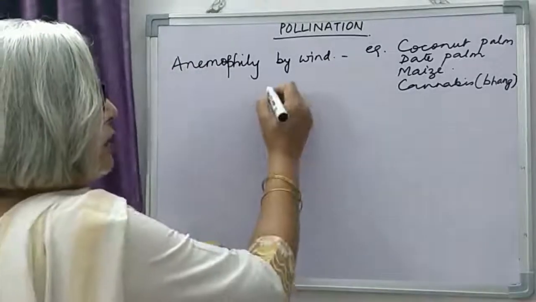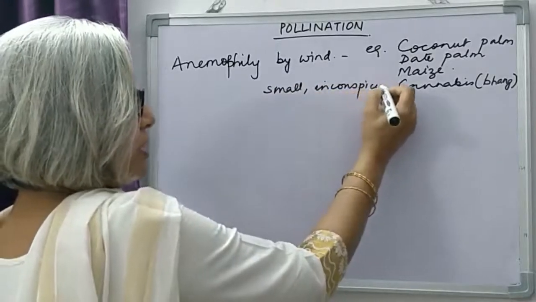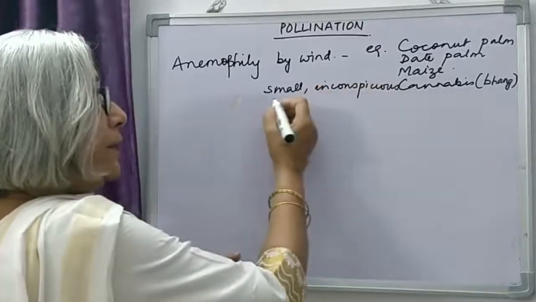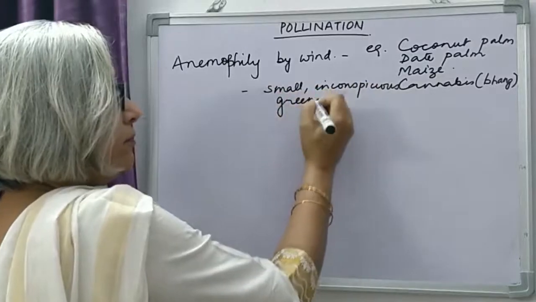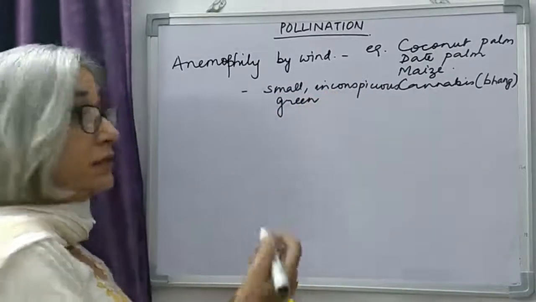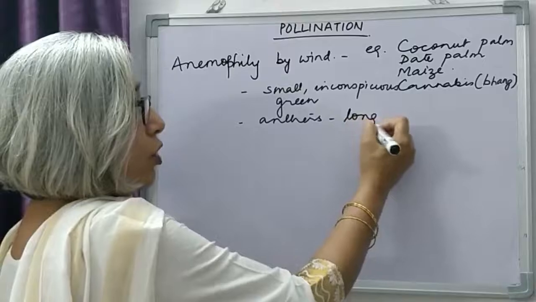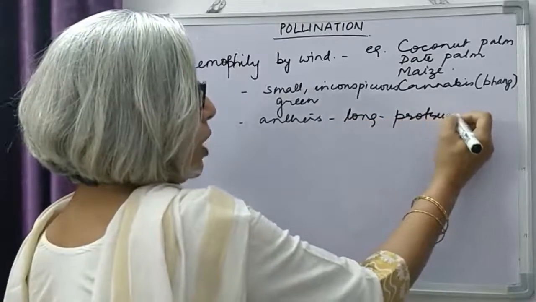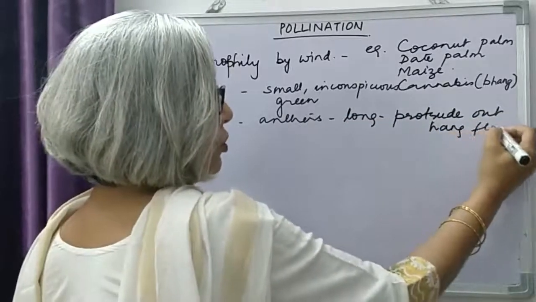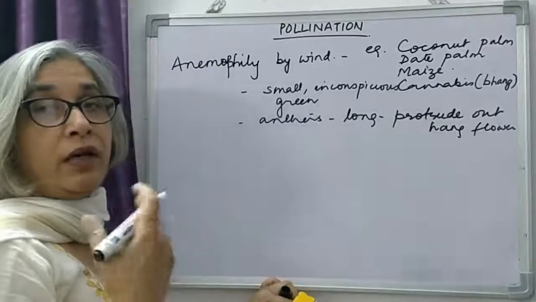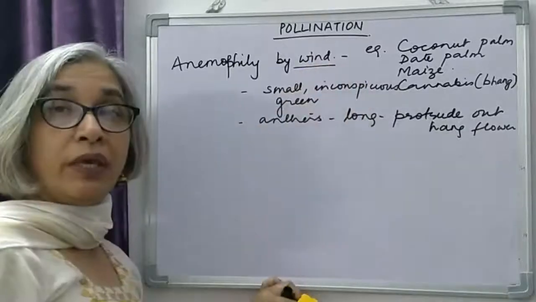First and foremost, the flowers have to be small. They are generally inconspicuous, means they are not very showy. They are small. They are sometimes green or of very dull colors. Now, the anthers of such flowers are long and they protrude out of the flower. That is, they hang out of the flower, so that when they are mature and are going to shed pollen grains, the pollen grains can be easily carried away by the wind.